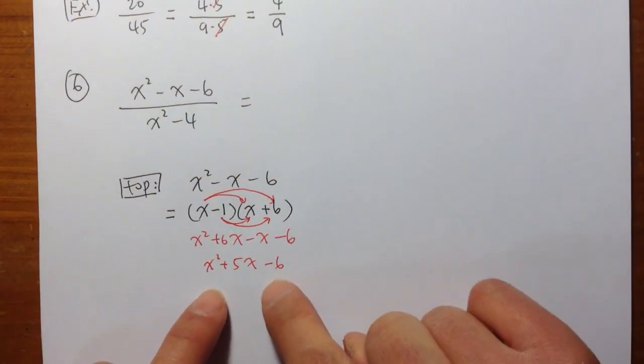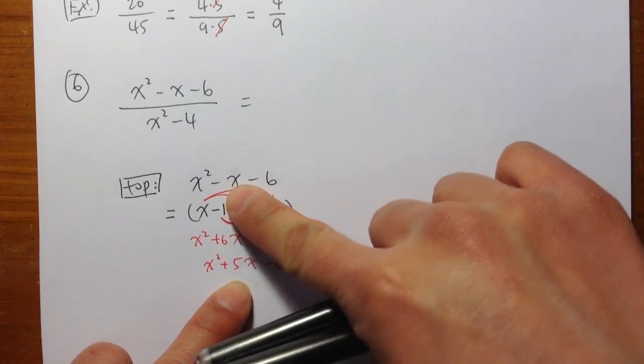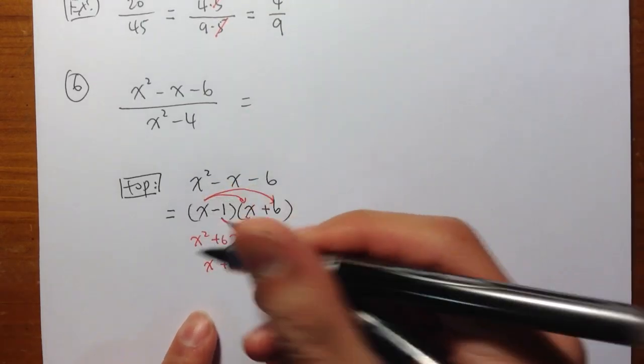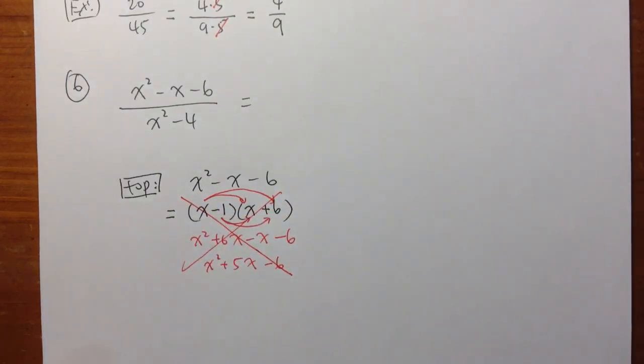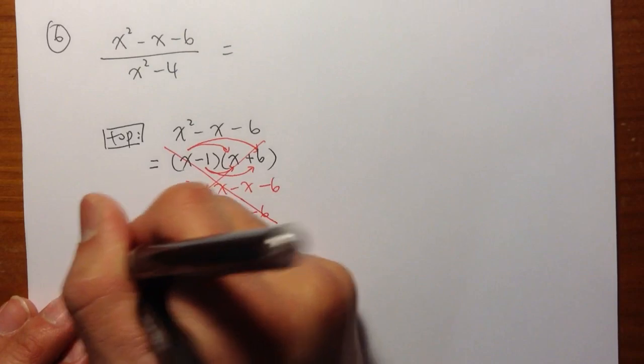So notice that I did this incorrectly because the 5x does not match with the negative x in the middle. So this is not the correct factor of the top. Okay, this is not the correct factor of the top. So let me try again.